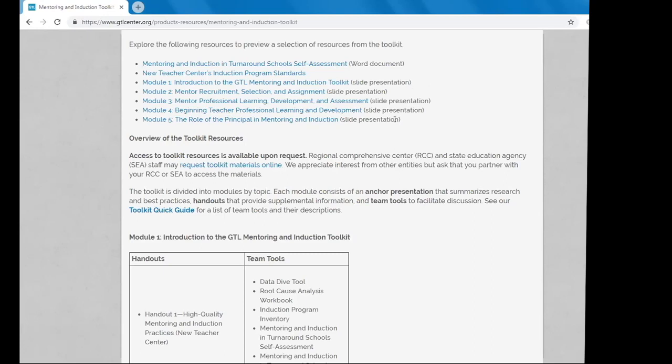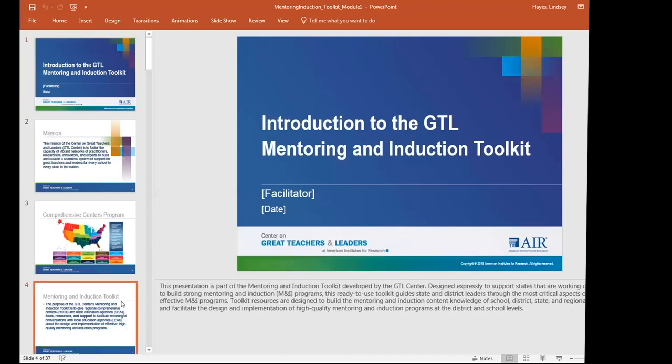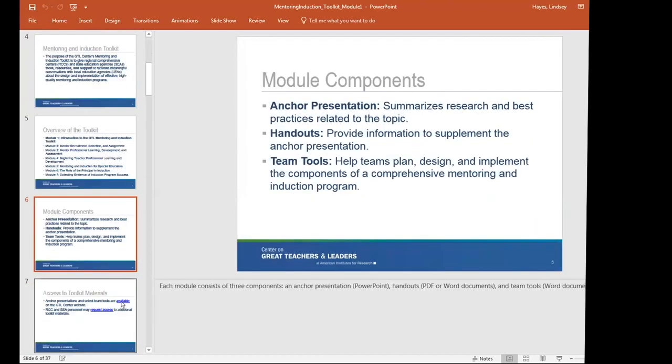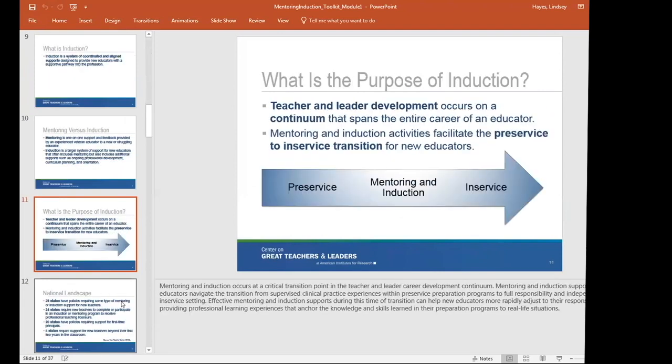So now I'm going to do a very high-level overview of what the toolkit contains. You can see the list here of our 5 existing modules. Each module contains an anchor presentation, which is a PowerPoint slide deck. The purpose of the anchor presentation is to generally build knowledge around the particular topic of the module. So this module is the introduction to the mentoring and induction toolkit. It goes through some general information about mentoring and induction, its connections with teacher retention and instructional effectiveness, and really provides some of the research base around mentoring and induction.